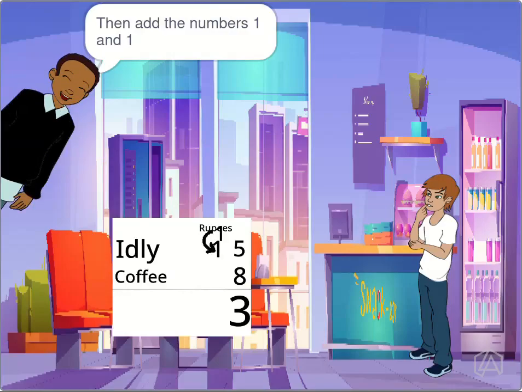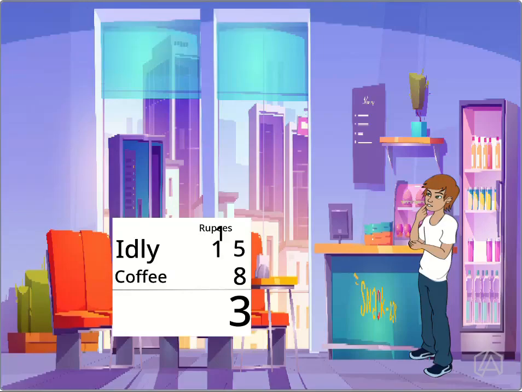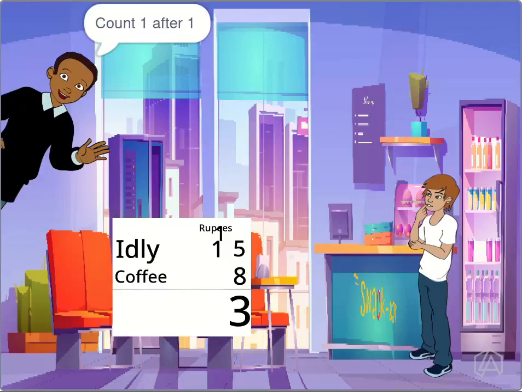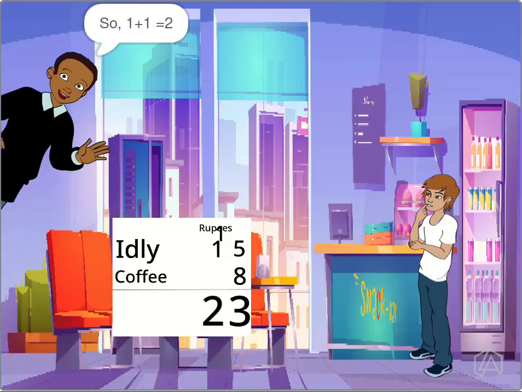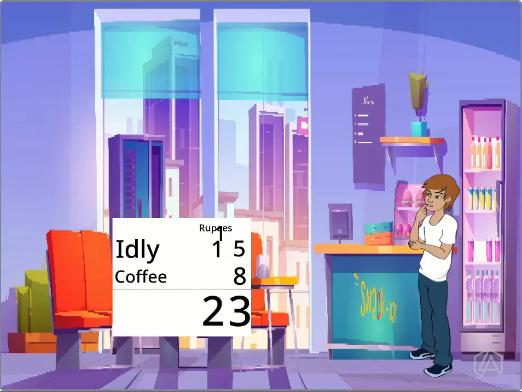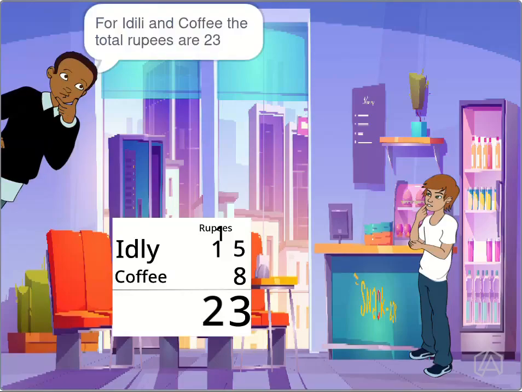Then add the numbers 1 and 1. Count 1 after 1. So 1 plus 1 is equal to 2. For idli and coffee, the total rupees are 23.